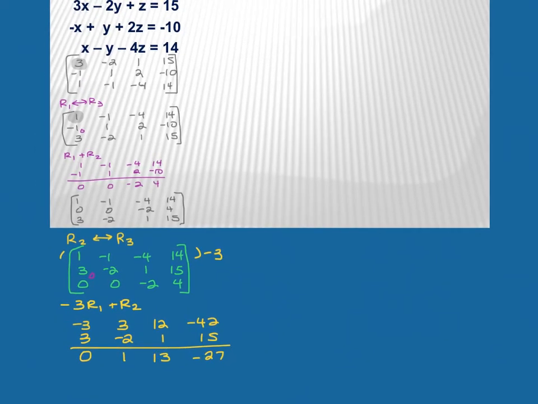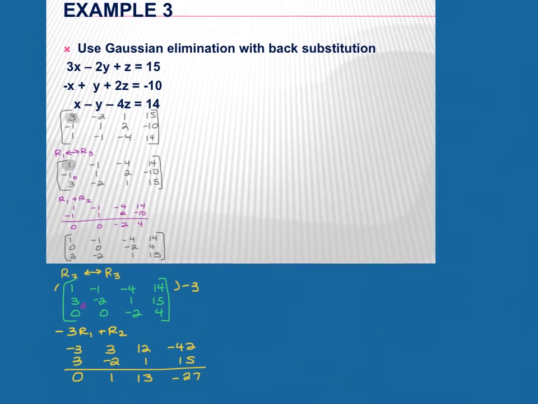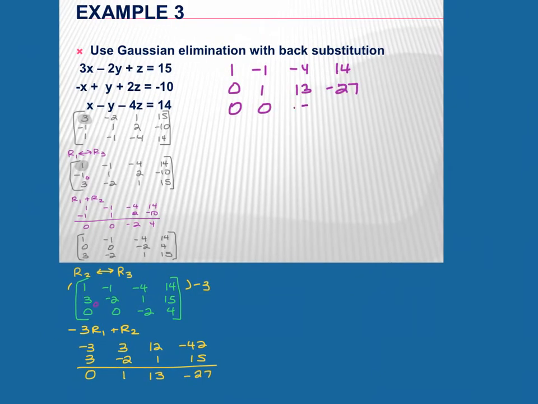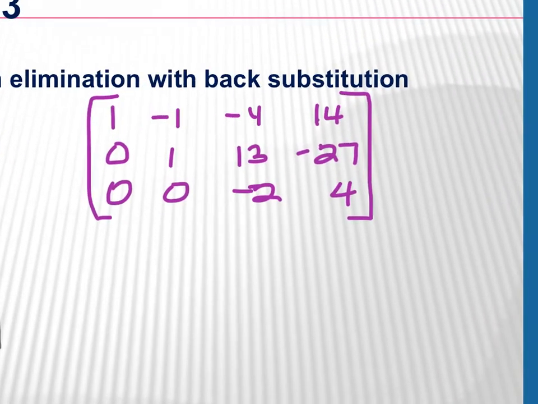And that, again, can either replace row 1 or row 2, but our goal here was row 2. So row 1 is going to stay as 1, -1, -4, 14. And row 2 becomes 0, 1, 13, -27. And then 0, 0, -2, 4. So now I've got the 1 at the top, I got the zeros underneath, and by doing so I actually got another 1 here. The last thing I need is for -2 to be a 1.